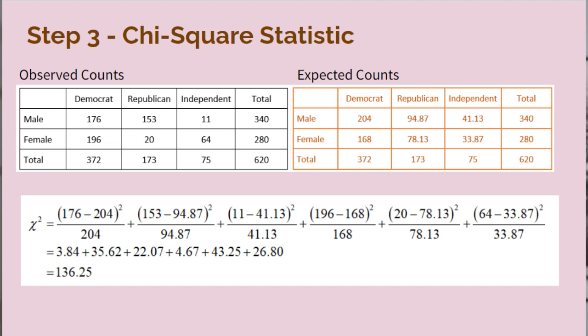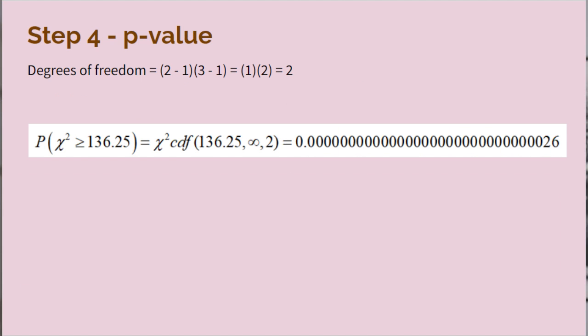Now to find our p-value. The p-value is the probability that a chi-squared value is greater than the one we got on the assumption that the null hypothesis is true. Now, how many degrees of freedom do we have? Well, for gender, we have 2 categories, male, female, minus 1, that's 1. For political party affiliation, we had 3 categories, minus 1 is 2. 1 times 2 is 2 degrees of freedom.